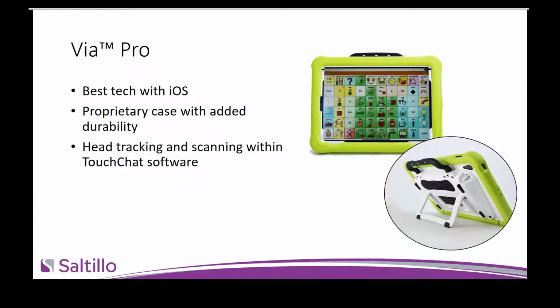The Via Pro is our newest device that's out there. It was released in August of 2020. If you have somebody who's more familiar with the Apple system and they want to take advantage of all the features of iOS, the Via Pro might be a really great fit. Not only does it come with the latest technology in iOS hardware, but it comes with a durable case that meets medical guideline standards. Now, if you're using the TouchChat software and want to take advantage of some of our alternative access features, you would also have access to integrated head tracking and scanning within the chat software.